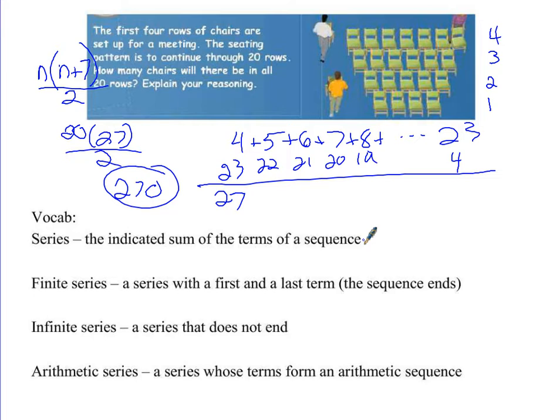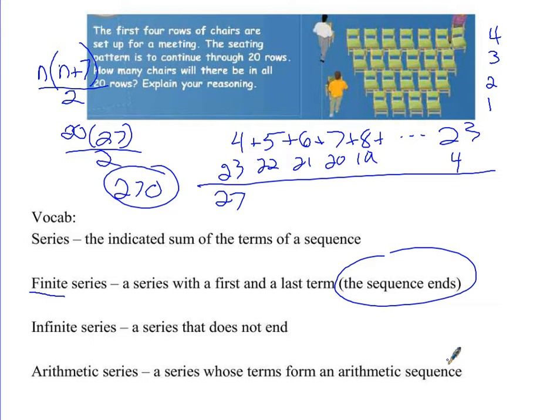A finite series, that's how you pronounce this word right here, finite, is a series with a first and a last term. In other words, the sequence ends. That's what finite means, something that ends. Infinite means something that doesn't end. So an infinite series is a series that does not end. And finally, arithmetic series. Just like arithmetic sequence, an arithmetic series is a series whose terms form an arithmetic sequence, and then we are going to actually add all of those terms together.